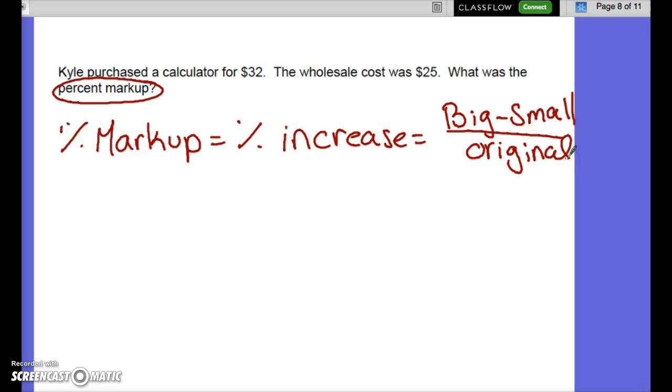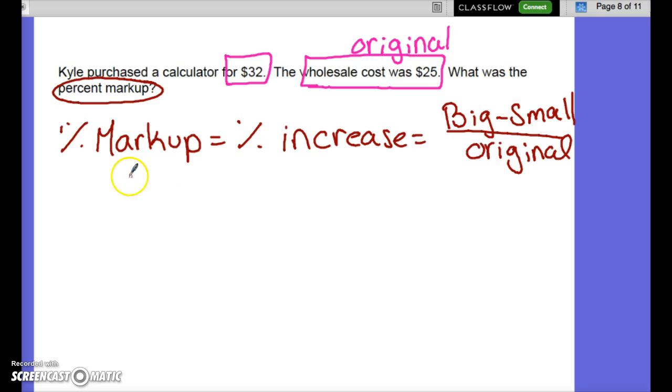Just a little recap, your wholesale is always your original, because remember your wholesale is coming from the factory, going to Target, and then you get it. So you know that your wholesale cost of $25 is my original number, and $32 is where it's going. So it's going from $25 to you paying $32. So that might be another easier way to think about it.